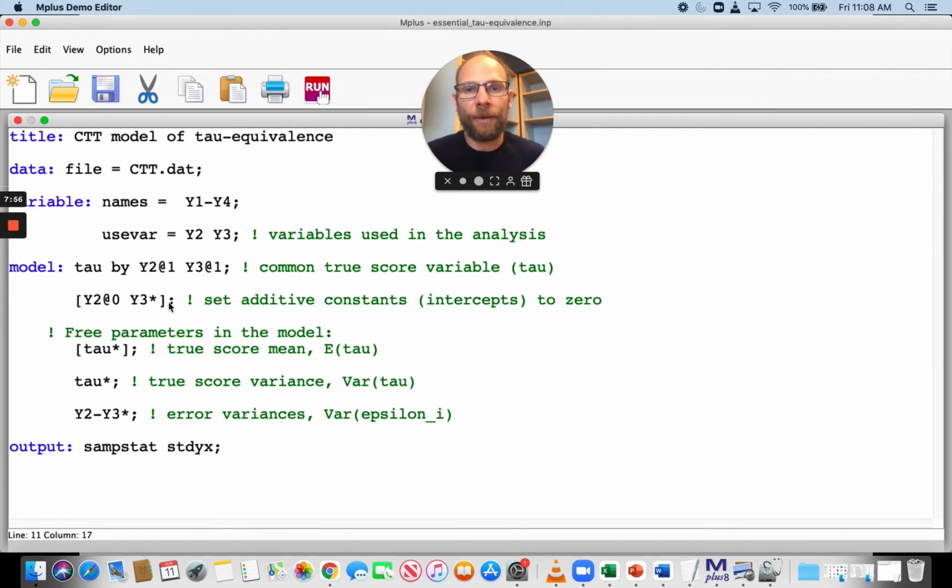Now let's take a look at what we get for this model and how we interpret those intercepts, or this one intercept that we're now estimating.